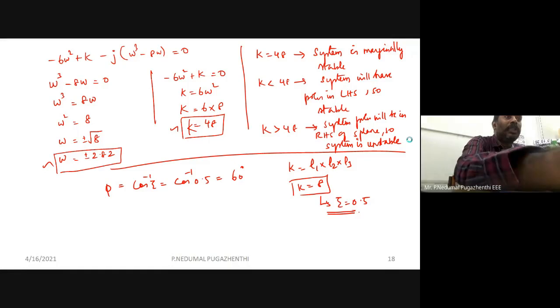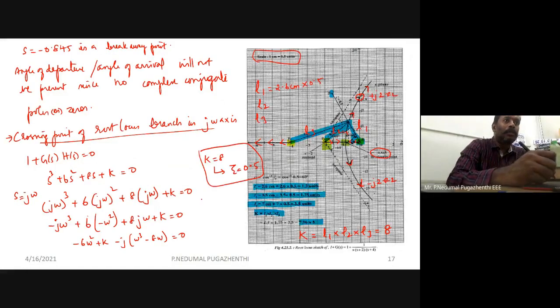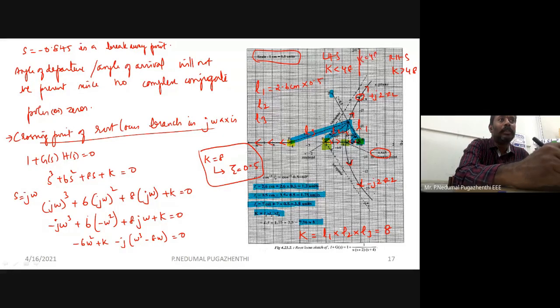So what happens here is, you can see that if K is equal to 48 exactly, it is there on the imaginary axis. The poles are on the imaginary axis, so system is marginally stable. If K is less than 48, then obviously it will be in the left hand side, and the right hand side what you have, K is greater than 48, and exactly on the imaginary axis here, you will have K is equal to 48.